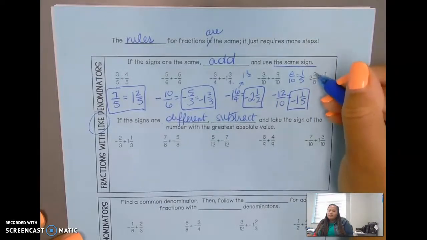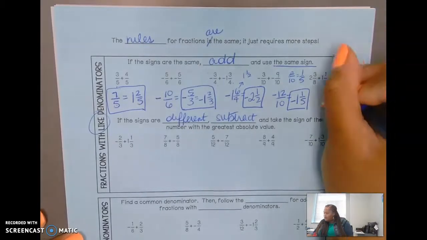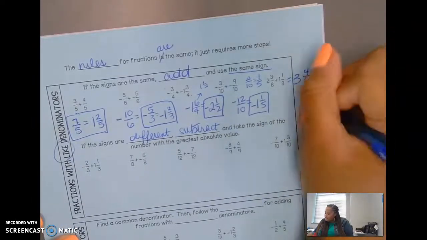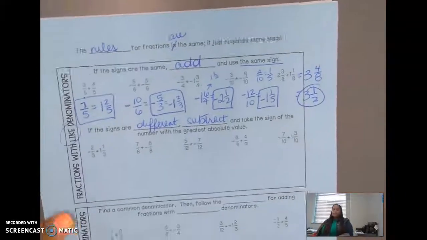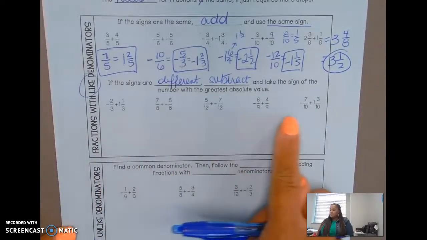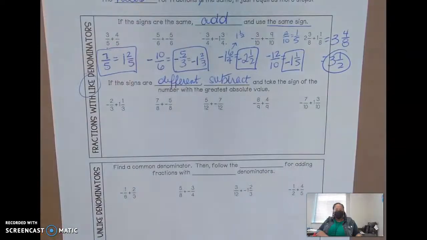And then the last one, 3/8 plus 1/8 are 4/8. So 2 plus 1 is 3 and 4/8. And 4/8 reduces to 3 1/2. Okay. Then down here I've got different signs, and I will need to subtract.